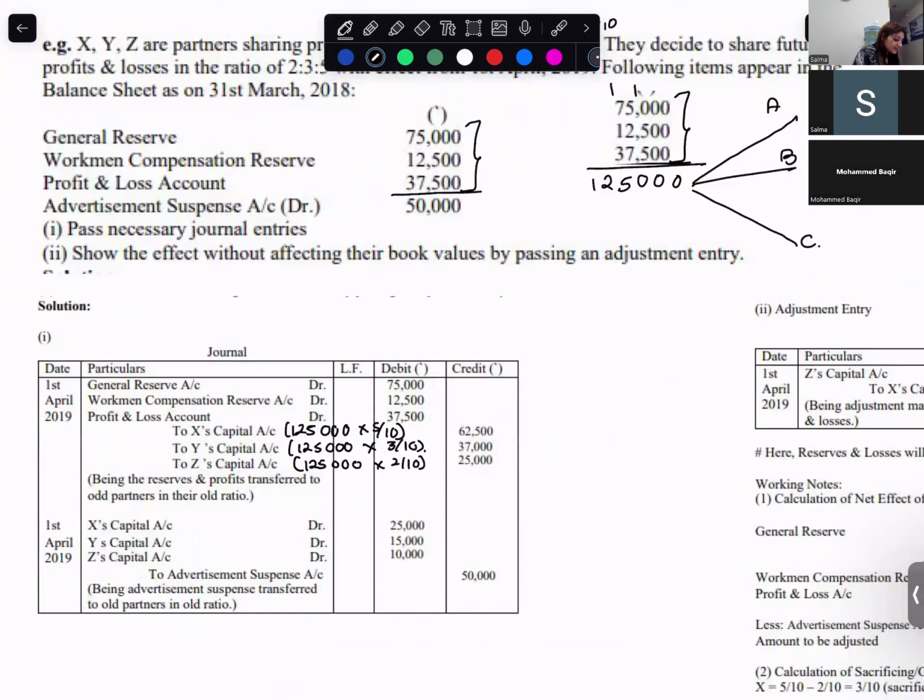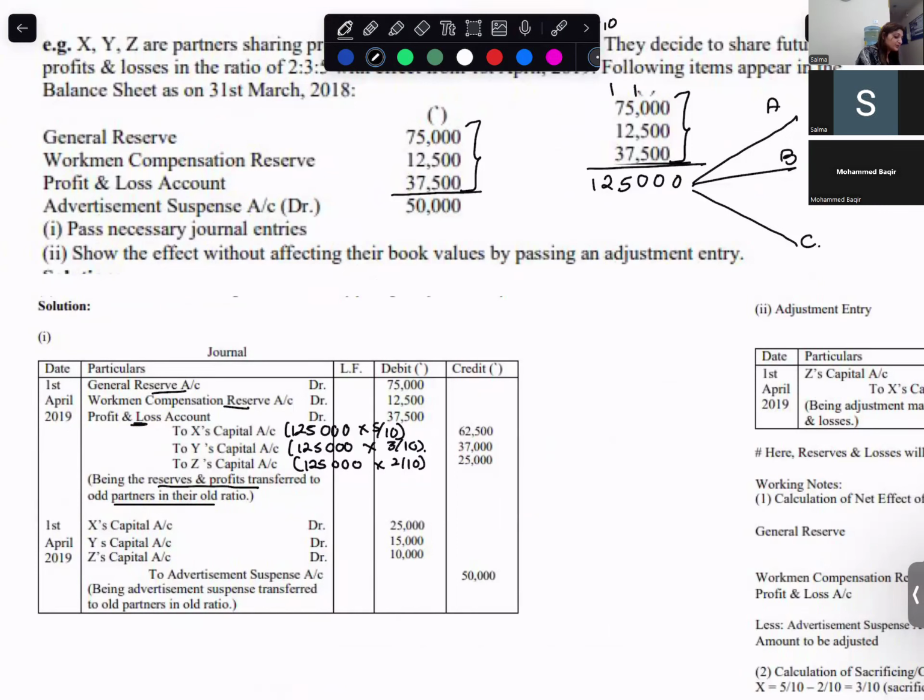What is this? Reserves and profits. This is general reserve and workmen compensation reserve and profits. Reserve. It is transferred to the old partners in old ratio. Are you with me? Yes, ma'am.